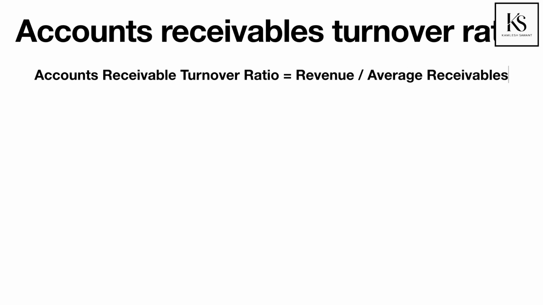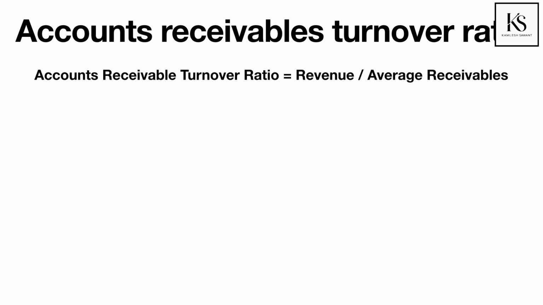Accounts receivable turnover ratio. Having understood the inventory turnover ratio, understanding the receivable turnover ratio should be quite easy. The receivable turnover ratio indicates how many times in a given period the company receives money from its debtors and customers. Naturally, a high number indicates that the company collects cash more frequently. The formula to calculate the same is: accounts receivable turnover ratio is equal to revenue divided by average receivables.